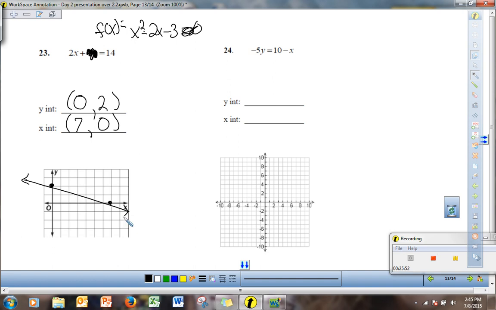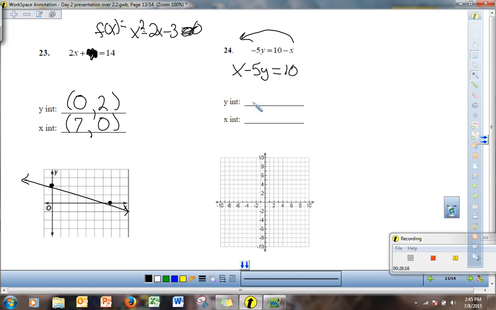So I got 2 more. Look at your number 24. I got negative 5y equal 10 minus x. We're going to put it in standard form first. So I'm going to move this negative x over here, and it becomes positive. So I've got x minus 5y equal 10. So it's in standard form, no fractions, no decimals.